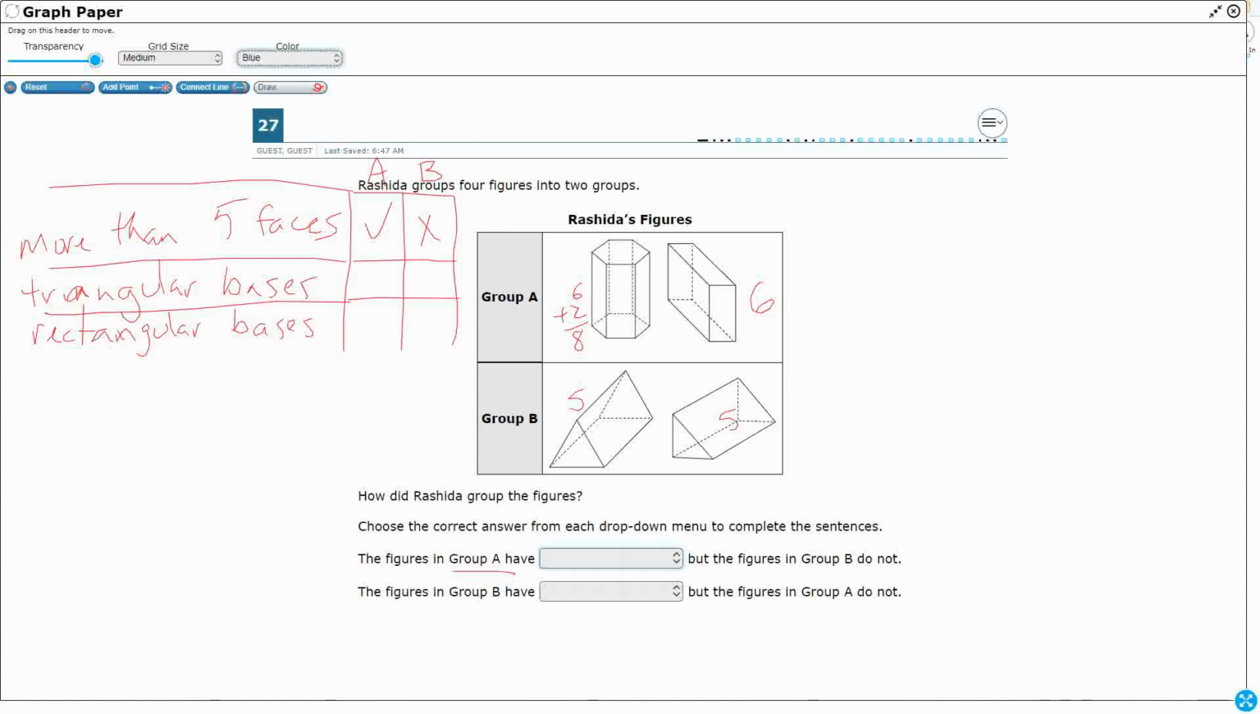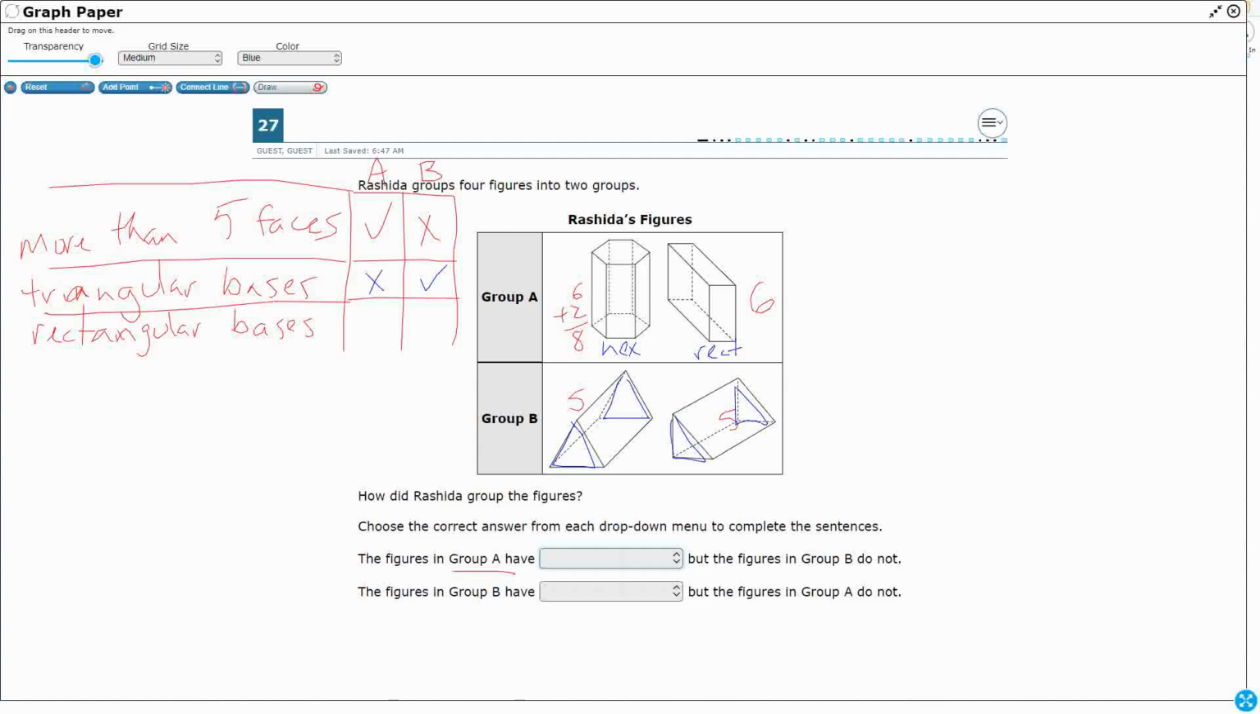Let's change colors. Triangular bases. Well, we already figured that out here for group B. Group B definitely has these triangular bases, right? A base is another word for face that we use when we're talking about what we can stand a rectangular prism or a triangular prism or any type of prism up on. It's typically considered the bottom, especially when we're trying to figure out what the volume of something is. And so we've got these triangular bases here, but we don't have them there. We have a hexagon here, and then we've got a rectangle here. So that could be another answer.